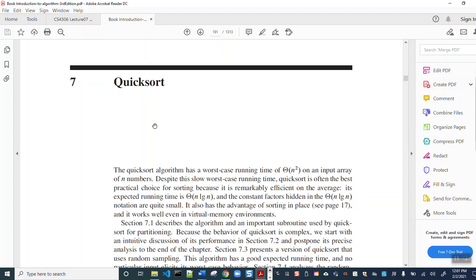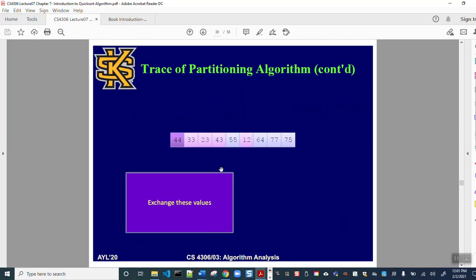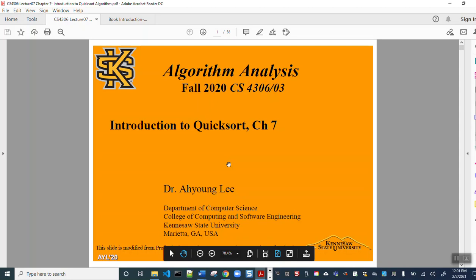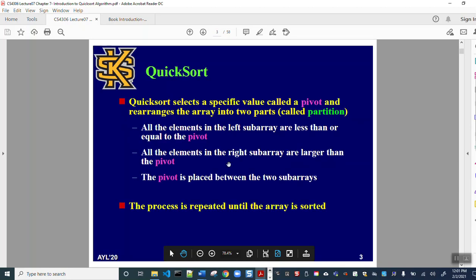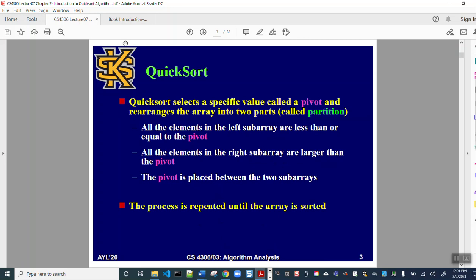Again, I will be using Dr. Lee's slides, so I would like to thank her again. In addition to the slides, I will go through the book and some other resources, like online resources, and my own concepts. I would like you to go through the slides as well as read the book chapter, please.